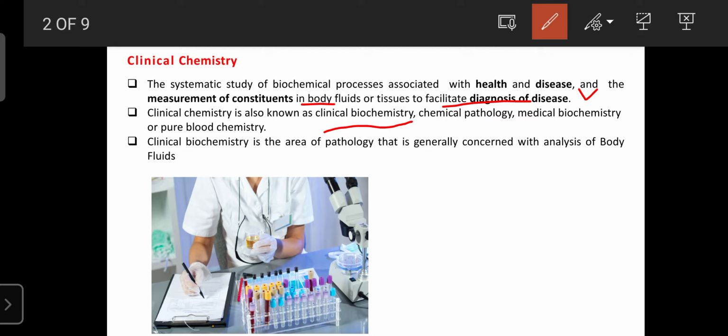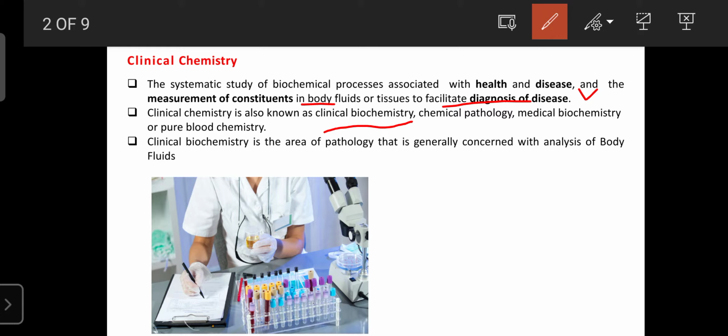It was helpful for the diagnosis of disease, for the diagnosis of normal physiology and abnormal physiology. So that's why clinical chemistry is also known as medical biochemistry. It was helpful to select the appropriate drug or therapy. That was concerned with clinical chemistry, so due to that reason it is also known as medical biochemistry.